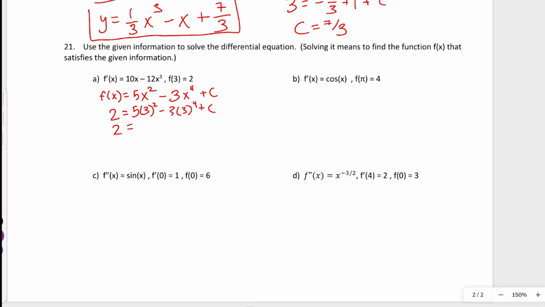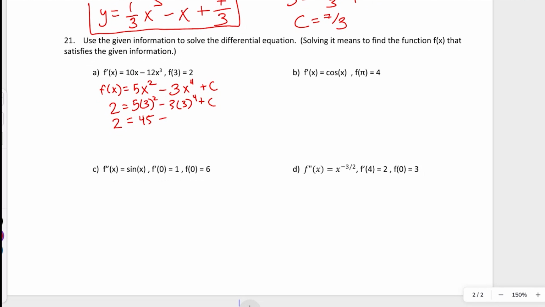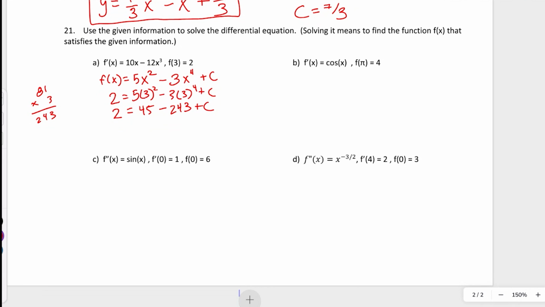2 is, let's see, 9 times 5. 9 times 5 is going to be 45 minus 3 to the, oh God, is this for real? The c value is just like out of control here. Let's see what we got here. 3 times 3 is 9. 9 squared is 81. Do a little quick math over here. 81 times 3 is going to be 243. Okay, well, yeah, so 2 plus 243 is going to be 245 minus 45. So actually the c value just comes out to be 200.